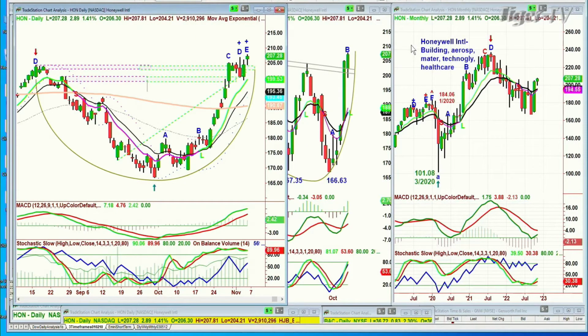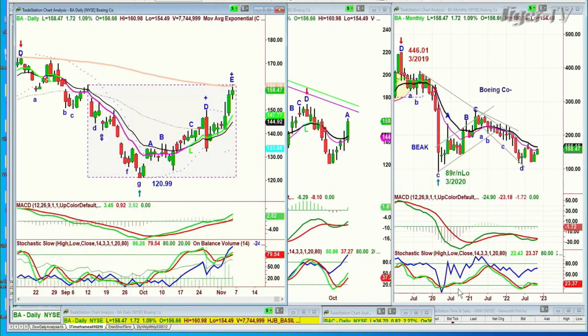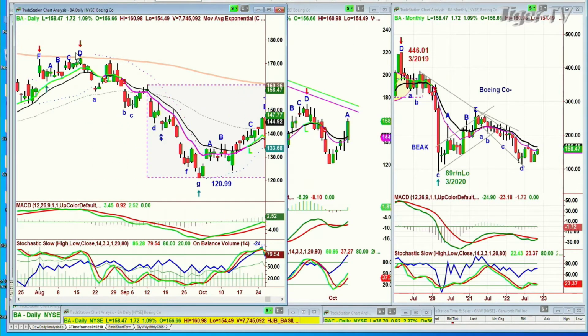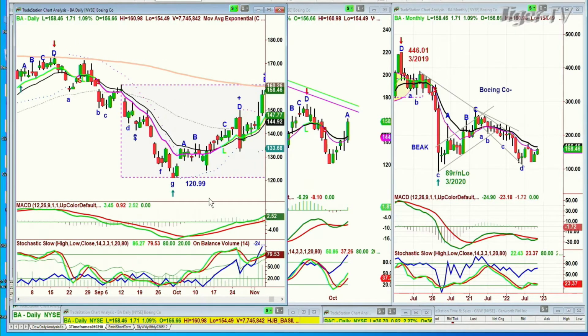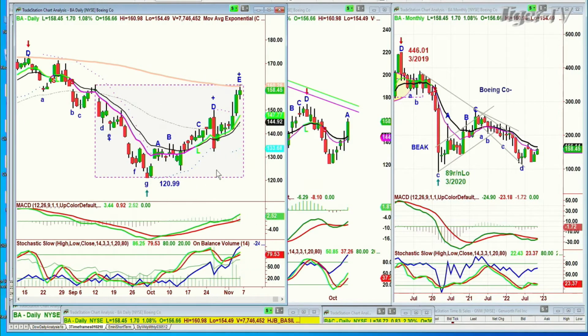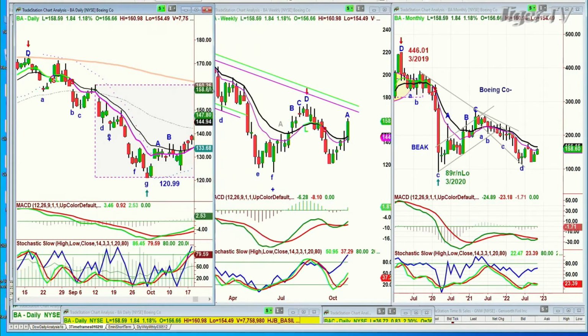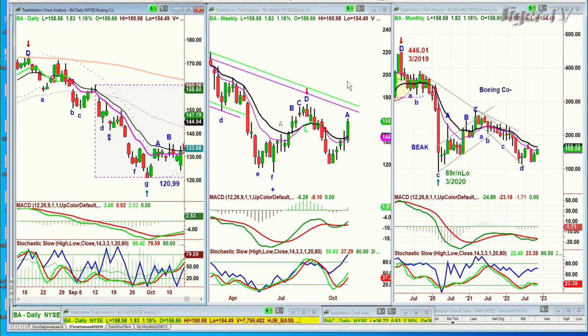But why is Honeywell Aerospace building? Talk about aerospace. Look at Boeing. Leg E right at the 200-period moving average. The last time, peak D, it failed there, and it pulled back sharply from the 170s down to 120, 20.99. That was, I think, late September. And now it's in leg E, and it's bumping into resistance. And you can see what will happen in the weekly chart. You've got this whole area still to come, but it's really good action.